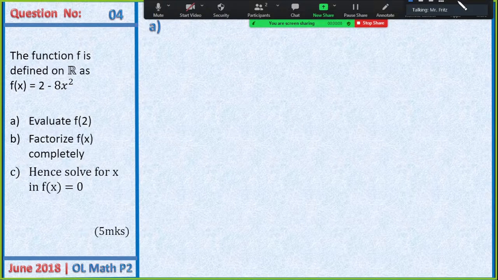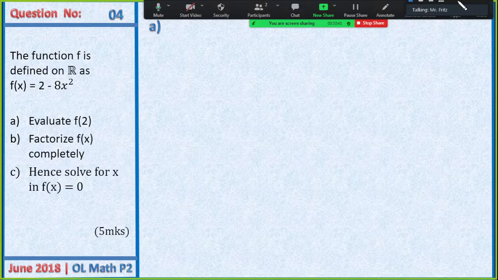The function f is defined on the set of real numbers as f of x equals 2 minus 8x squared. Evaluate f of 2. Factorize f of x completely. Hence, solve for x in that equation. So we start by looking for f of 2, right? Yes, sir. Alright, so can you do f of 2 for us? Yes, sir.